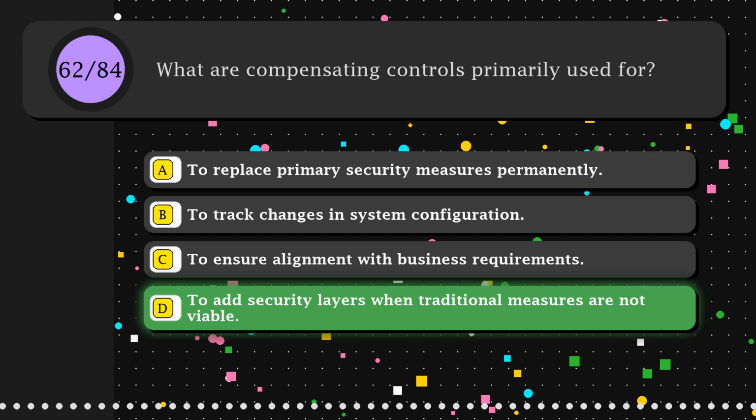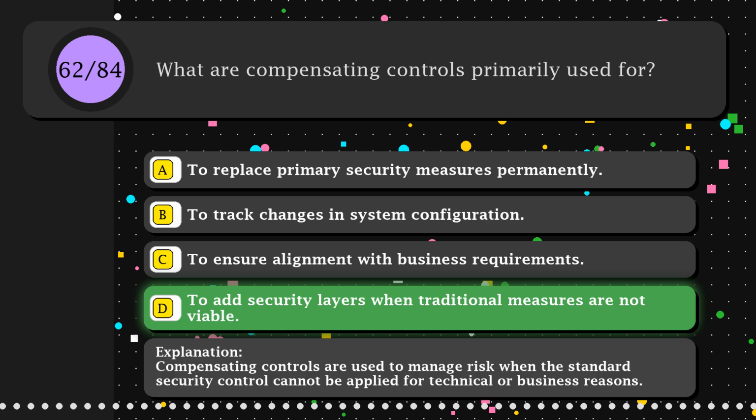The correct answer is option D. To add security layers when traditional measures are not viable. Compensating controls are used to manage risk when the standard security control cannot be applied for technical or business reasons.